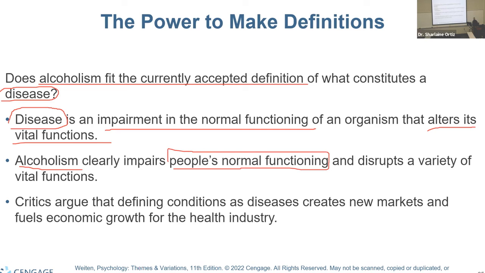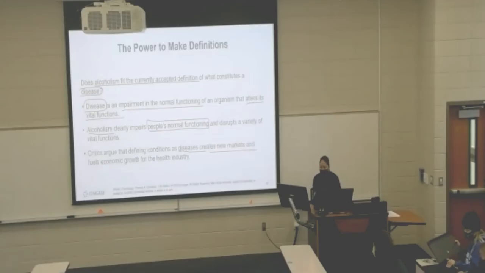But the critics argue, well, defining alcoholism as a disease now creates a new market, right? Now it creates a new market for the health industry. I do consider alcoholism to be a disease because once I label it correctly, I can start treating it, right?